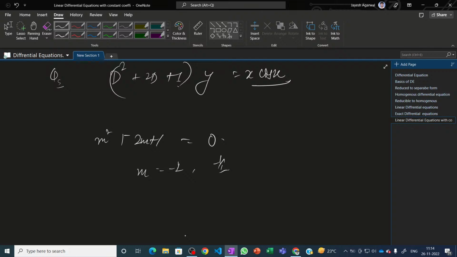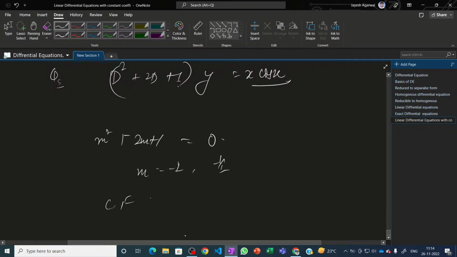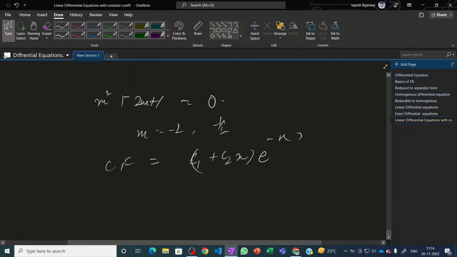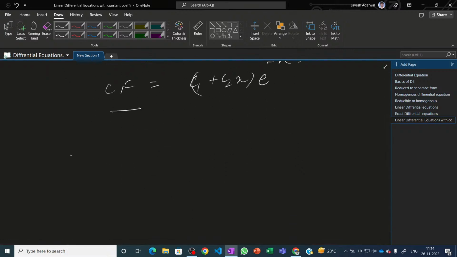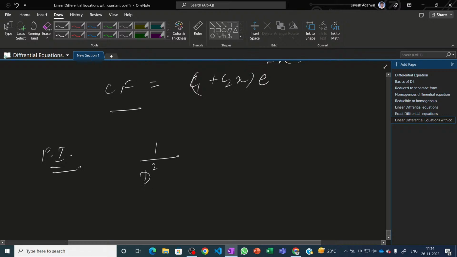Now accordingly we can write the CF by the rules we have learnt in the previous lectures. Then CF would be (C1 plus C2 x) e raised to power minus x. So half part of the question is done. We have calculated the CF. Now it's time to calculate the PI. So again PI would be 1 upon f(D), 1 upon D square plus 2D plus 1 times x cos x.